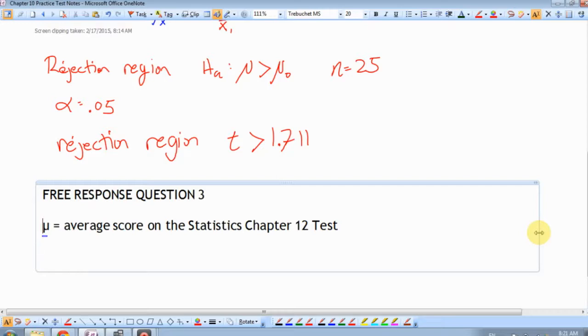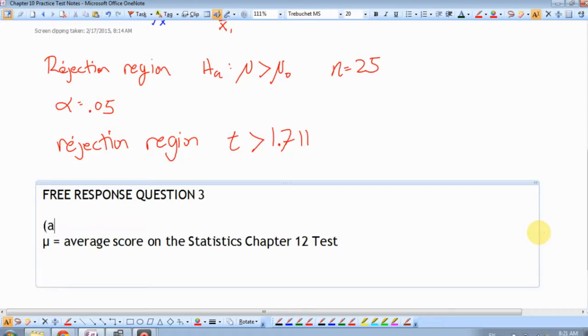We need a pair of hypotheses. H naught: mu would be equal to 500, I believe. 500. Alternatively, we could say that mu is greater than 500.